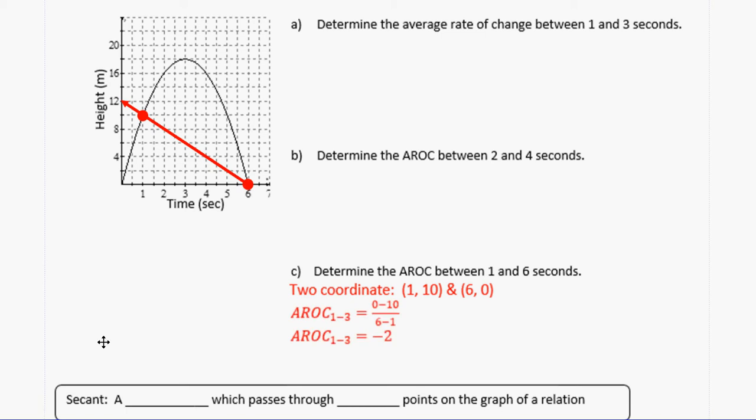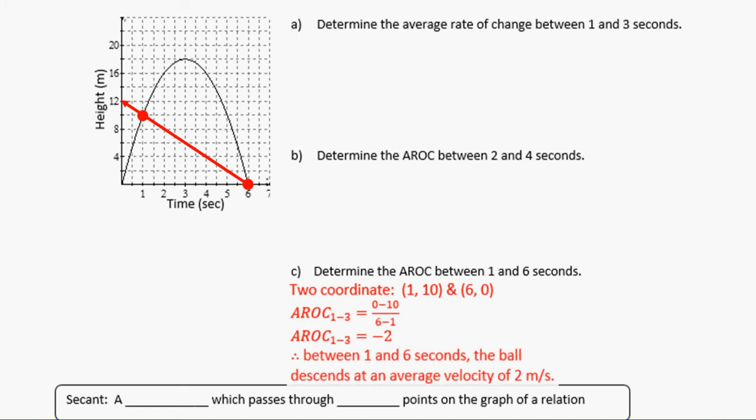Again, notice my AROC on 1 to 3, so not M but AROC, is -2. Since it's negative, it's not going up, but it is going down. So I write therefore statement, therefore between 1 and 6 seconds. Again, time, subject, the ball, descends, direction, at an average velocity of 2 meters per second.